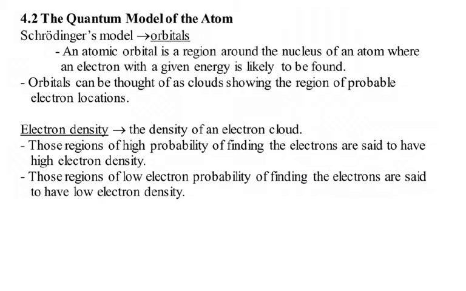Okay? So when electrons get excited, eventually they always return to their ground state. So that's the difference between high versus low electron density. Again, high electron density is regions that have a high probability of finding the electron. Regions of low electron density are regions where the probability of finding electrons is low.